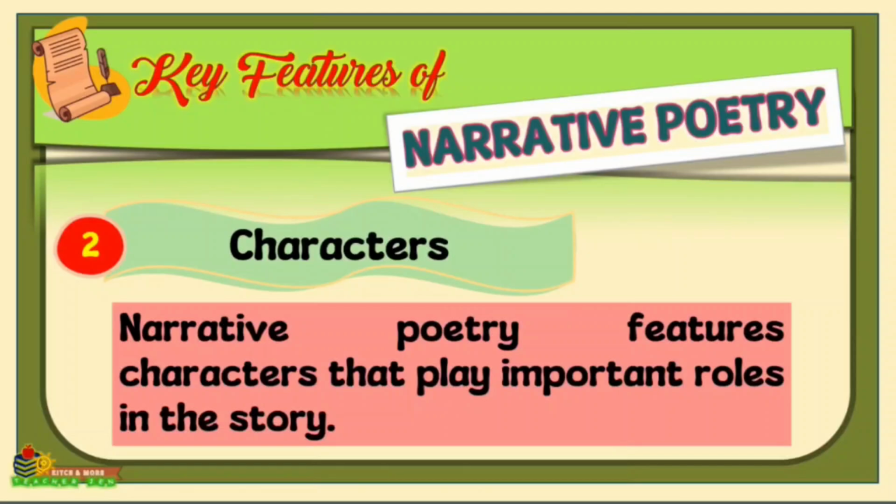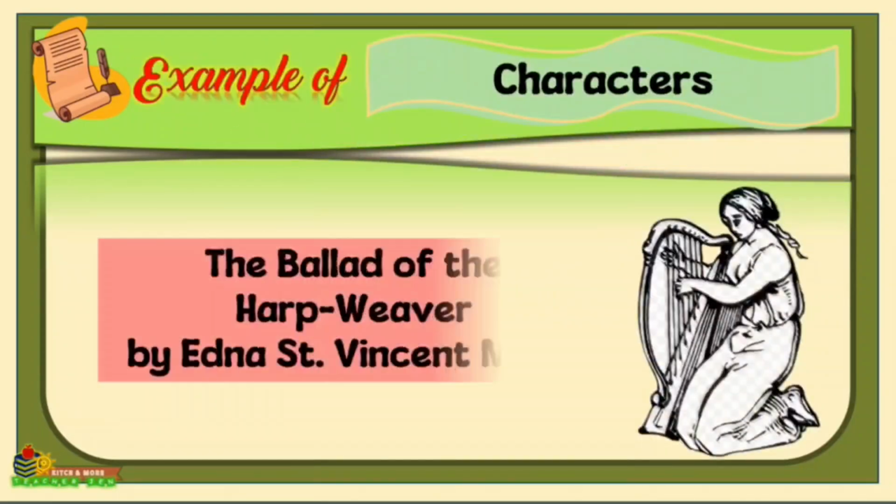Next is narrative poetry features characters that play important roles in the story. These characters may be heroes, villains, or even ordinary people facing extraordinary circumstances. For example, in the Ballad of the Harp Weaver by Edna St. Vincent Millay, we meet a mother who weaves a harp for her son, and through her sacrifice, she became a symbol of love and devotion.